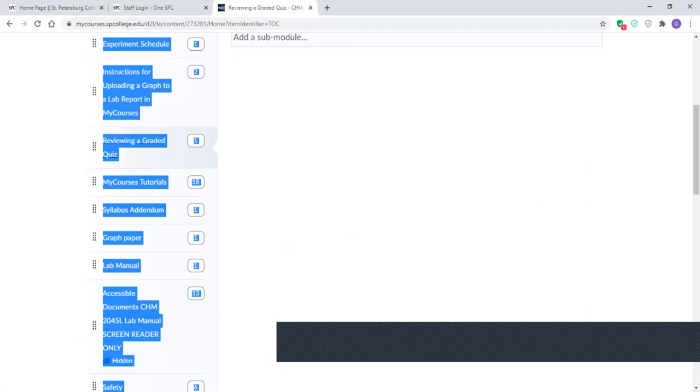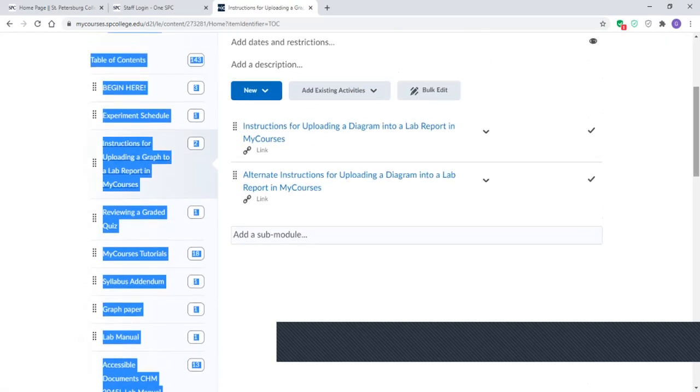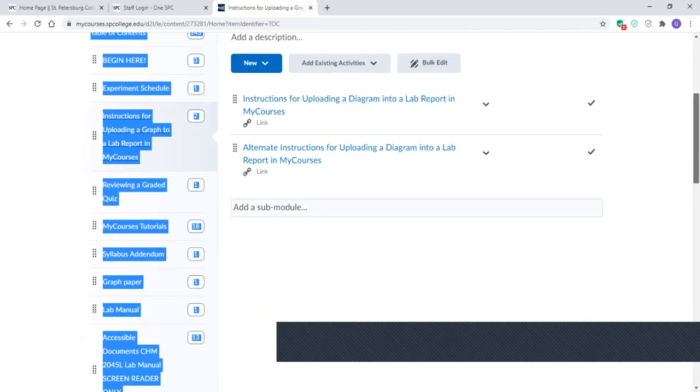There is an instruction right below that on reviewing a graded quiz. Huh? I have no idea what this is. I have no idea why this is in there.